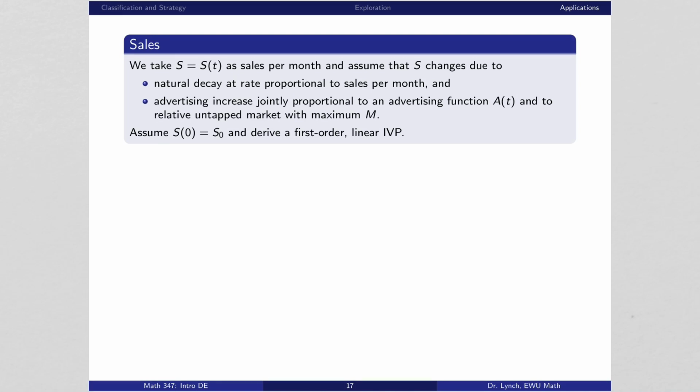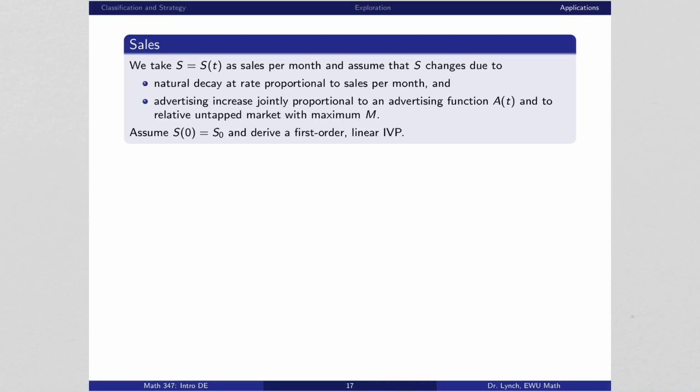So this is a new application for us. In this case, we'll take S equals S of t to be sales per month. And in this model, we'll assume that sales change due to some sort of natural decay at a rate proportional to sales per month. And we'll see that sales change due to advertising increase. So you would imagine that if you advertise, that gives you an increase in sales that's jointly proportional to some advertising function A of t and to the relative untapped market with maximum M.